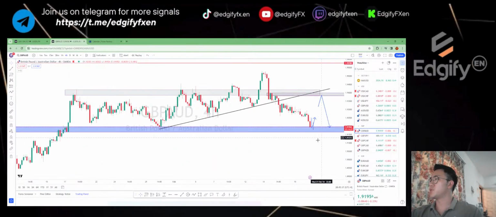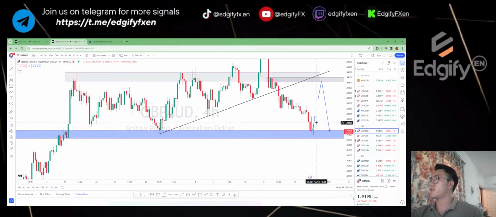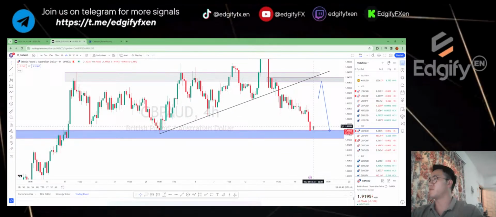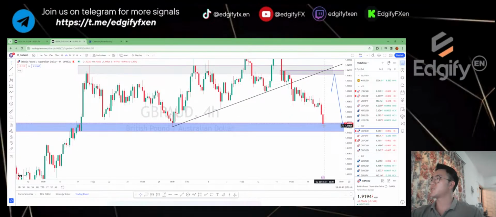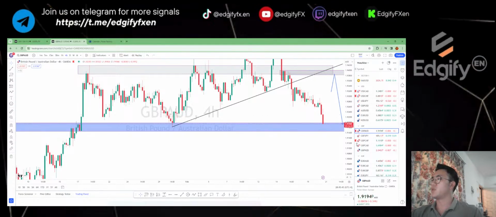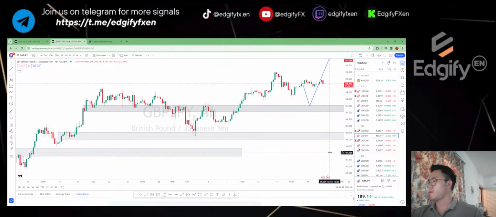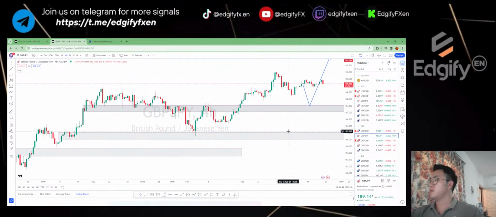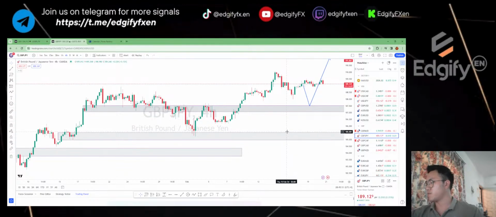So for GBP AUD, we want to see the same thing, right? But right now we don't have any structures being formed on the 15-minute because the price just tapped in. So we will have to wait a little while more, okay? Like a QM pattern for confirmation.